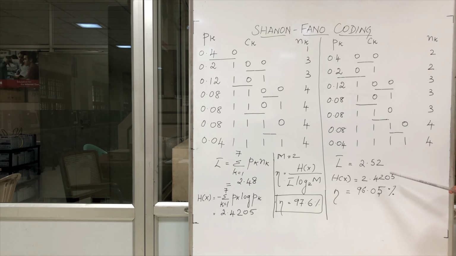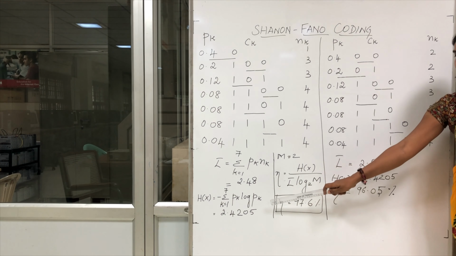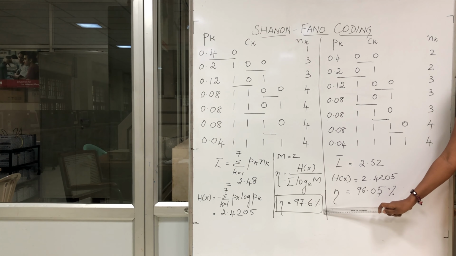The final inference is, in the Shannon-Fano coding procedure or in any other coding procedure, like say Huffman coding, the highest probability message should be assigned the shortest code word. Otherwise the average length increases, and because of that your efficiency reduces. If the average length is a reduced value, your efficiency increases.